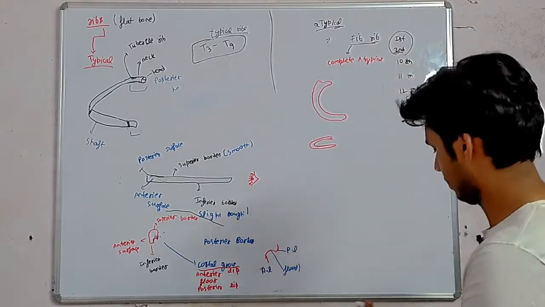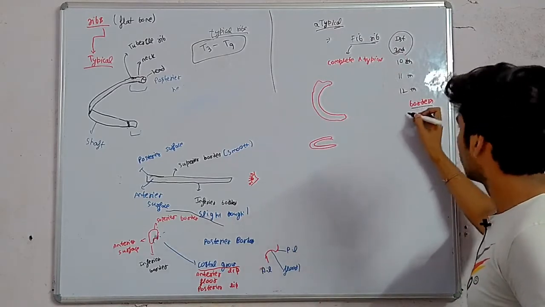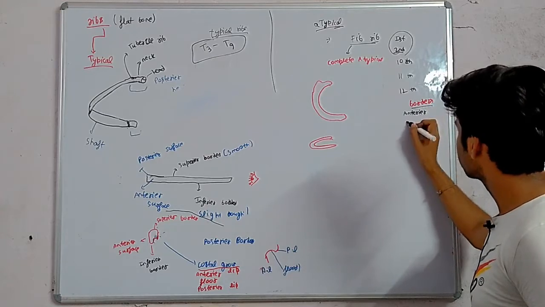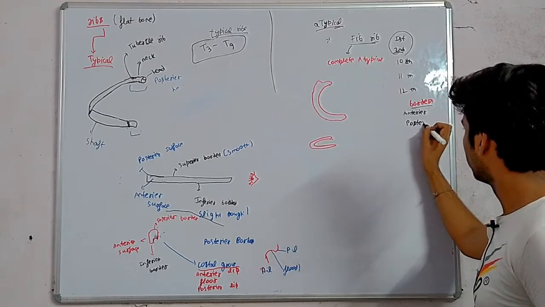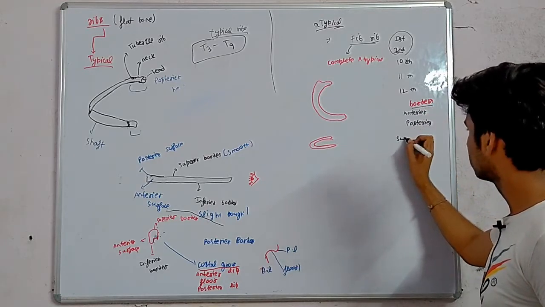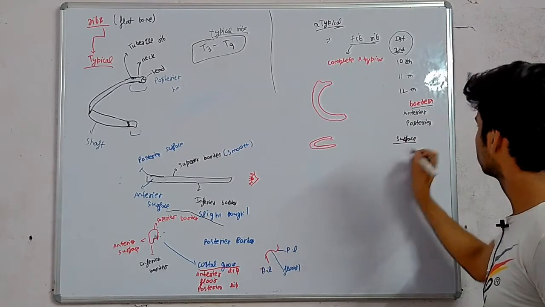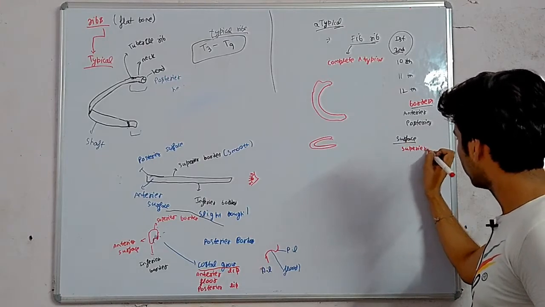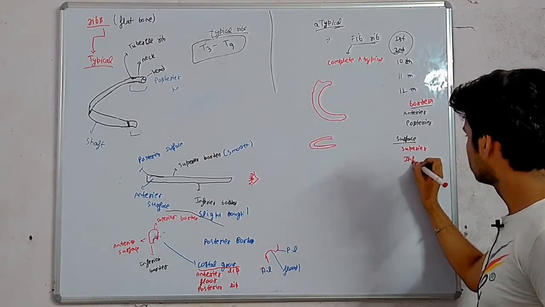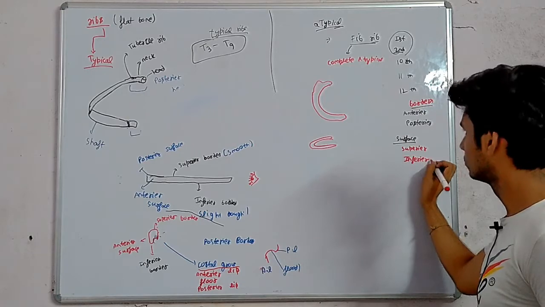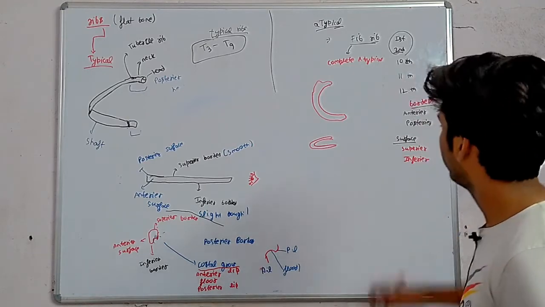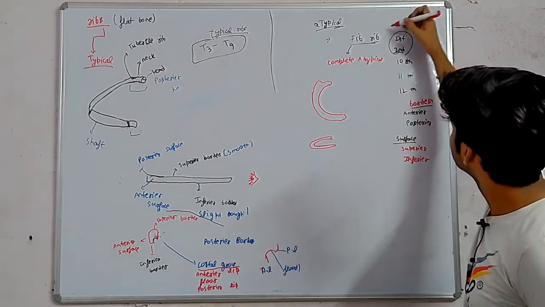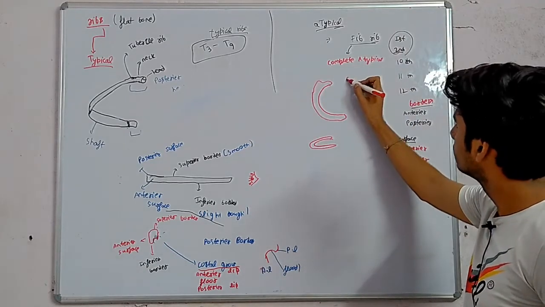First rib. So borders: anterior, posterior. Surfaces: superior, inferior. And it is a very short rib, very short, the shortest.